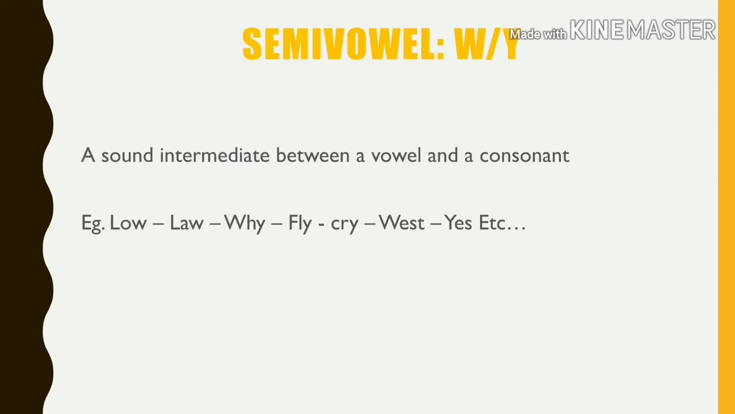Here, the last category of our English language is the semi-vowels. There are two letters in semi-vowels, W and Y. You know the sound of W and Y. Okay? This is a consonant actually. But here, the sound intermediate between a vowel and consonant is known as a semi-vowel.